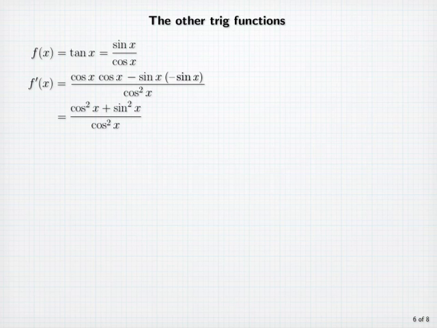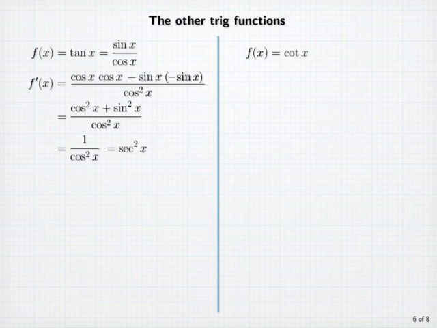We simplify the numerator and get cosine squared x plus sine squared x, which is 1. And so we have 1 over cosine squared x, or secant squared x. Now let's look at cotangent. Since cotangent x is the same as cosine x over sine x, we can again use the quotient rule to compute its derivative.